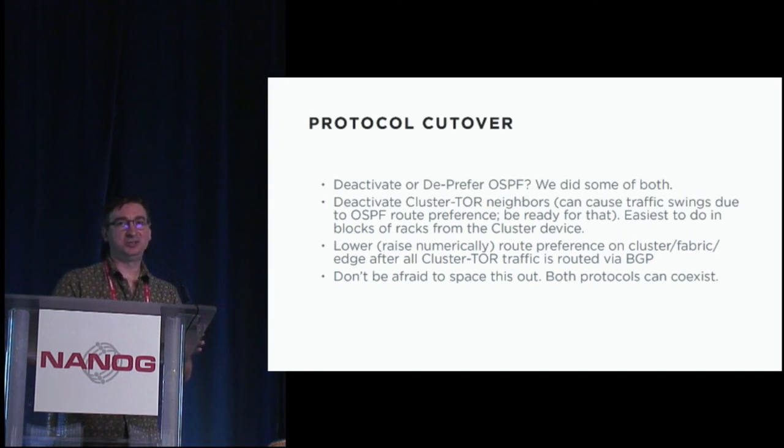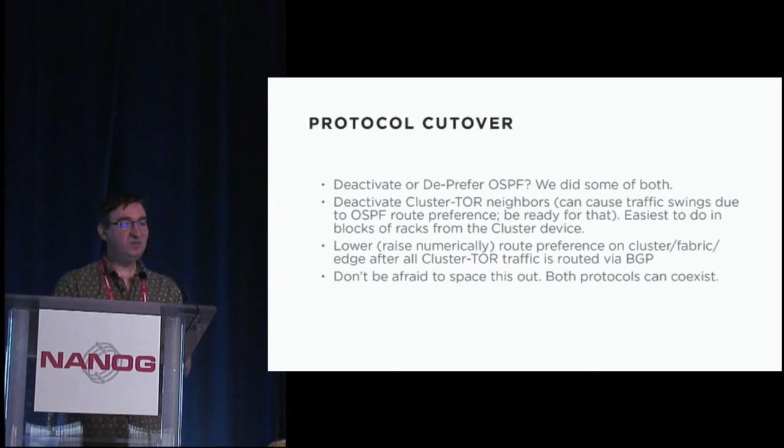At the cluster to rack layer, we made the decision to disable the OSPF neighbors and trust that the BGP routes, obviously after validating, would take over as the preferred routes. The reason for this is that we decided that it would be far easier to deactivate those peers at the cluster switch in batches. That way we could roll those back easier without having to touch all of those racks in parallel. One place to turn off, one place to re-enable if needed.